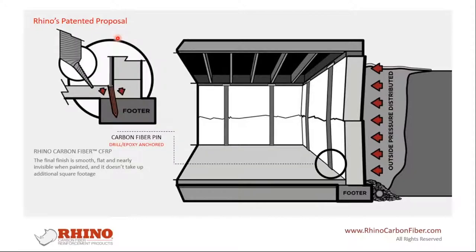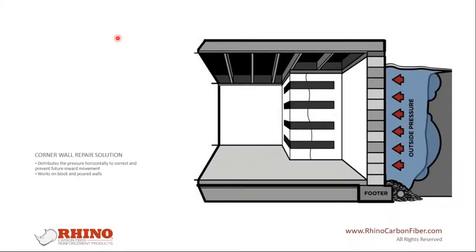At the bottom, we anchor the system into the concrete footer using the carbon fiber pin. And now we have created an efficient and strong composite system that can secure your wall in place to resist further hydrostatic pressure. This is the foundation corner repair solution we proposed.